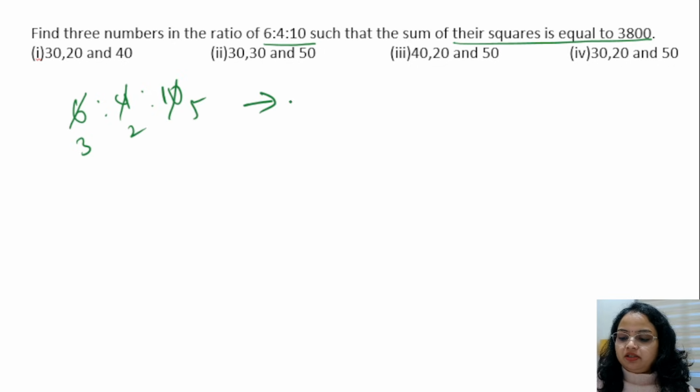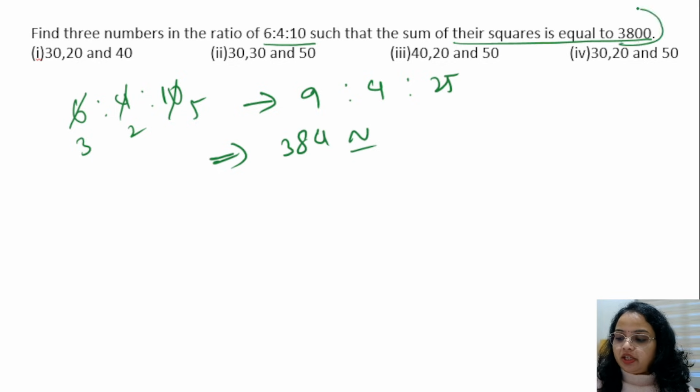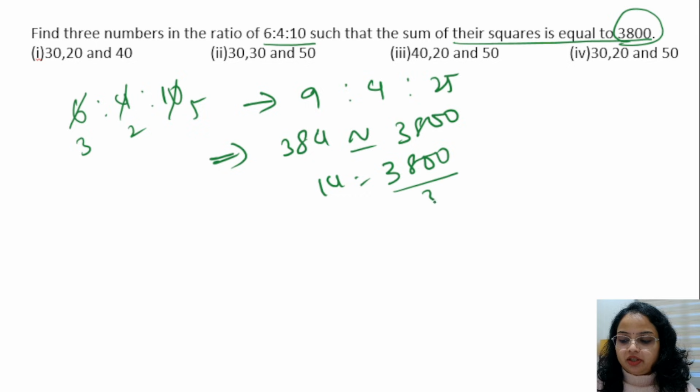And the sum of their squares is what? The squares are 9:4:25. And if you add these all, 9 plus 4, 13 plus 25, it is 38. So 38 units is equal to 3800. Sum of their squares is equal to 3800. So here 1 unit is equal to 3800 divided by 38, it is 100.